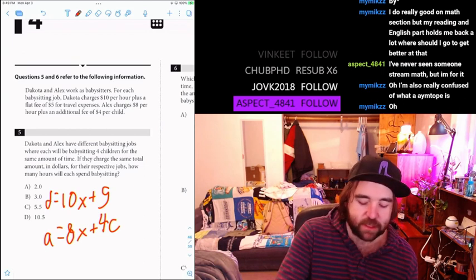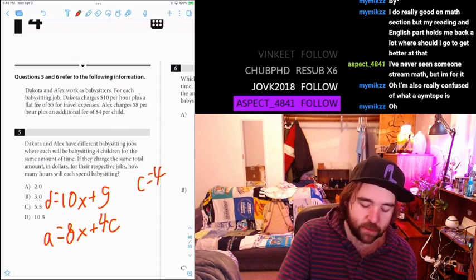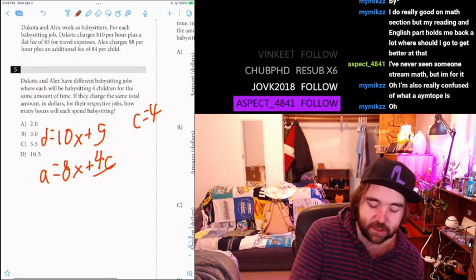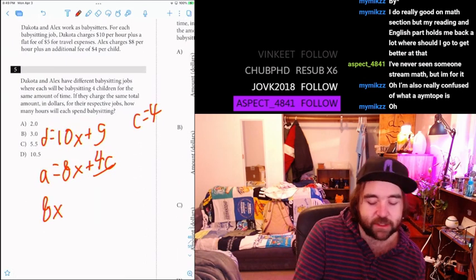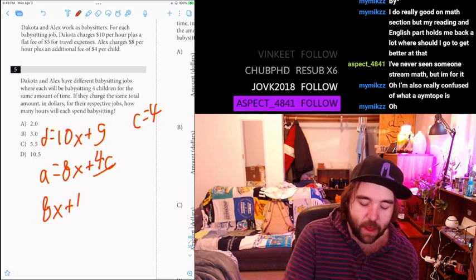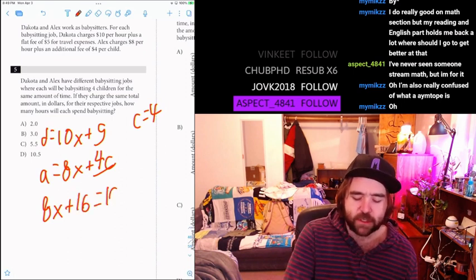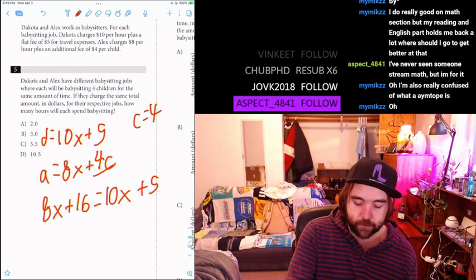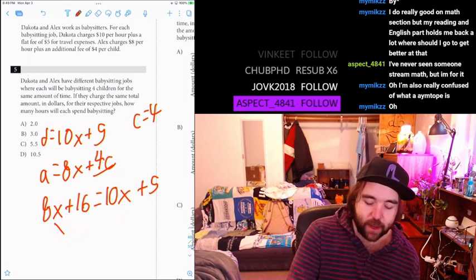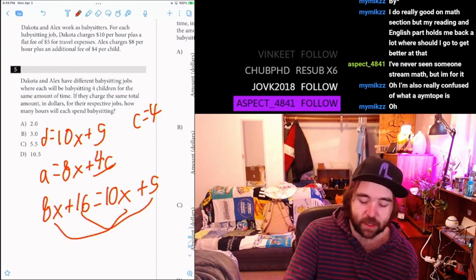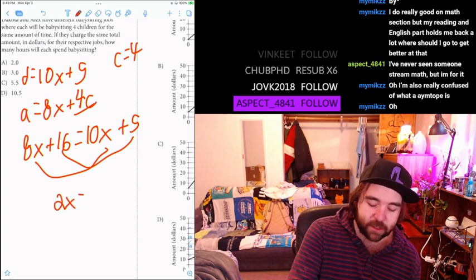So we'll just say that C is 4. So we know that this bit right here is going to be 16. And then we know that the X is the same, the time is the same, and we know the amount of money is the same. So we'll just set those equal to each other. And then we just got to solve for X. So we'll subtract that from that side, subtract that from that side. So 2x is 11. And so X is 5.5.